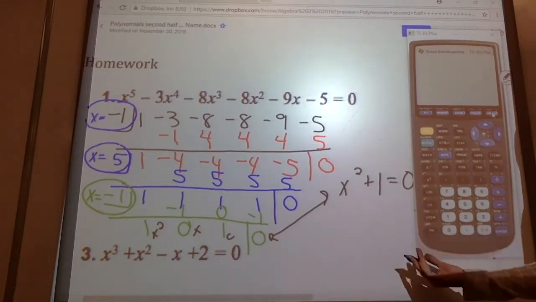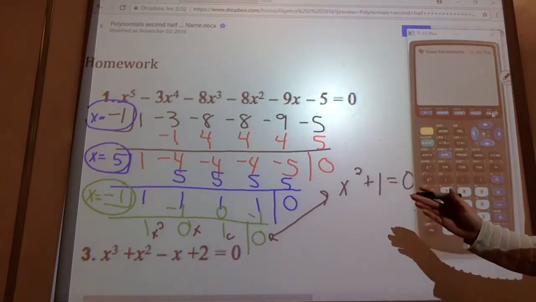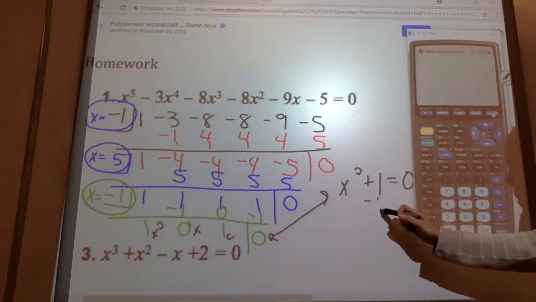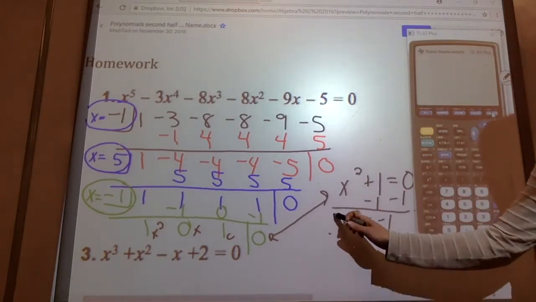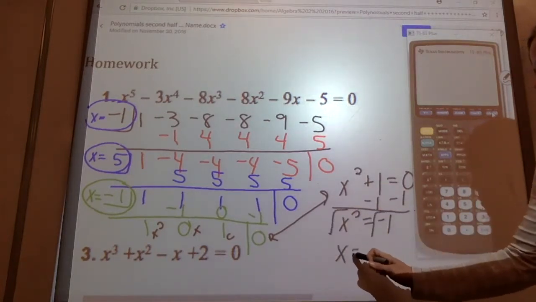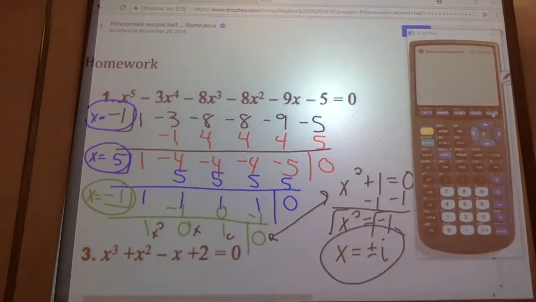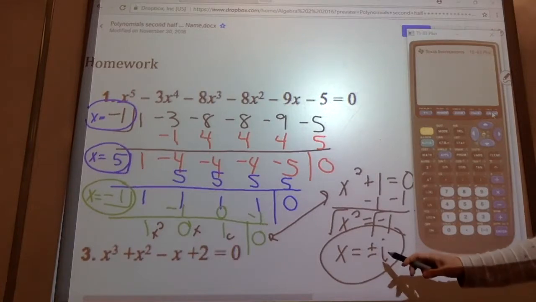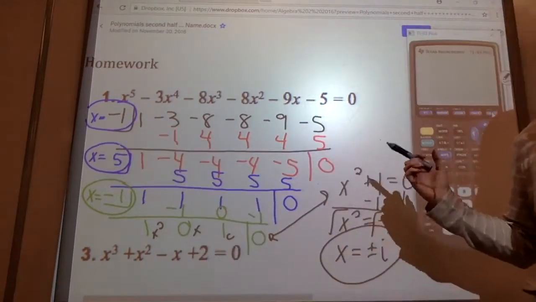A lot of you can probably do that in your head. Plus or minus i, because you'd subtract 1, square root both sides. If not, go ahead and work it out. Square root. So plus or minus i. So do I have my 5 roots now? Yes. Here's 2, positive i, negative i. And here's my other 3. So altogether I have 5 roots.